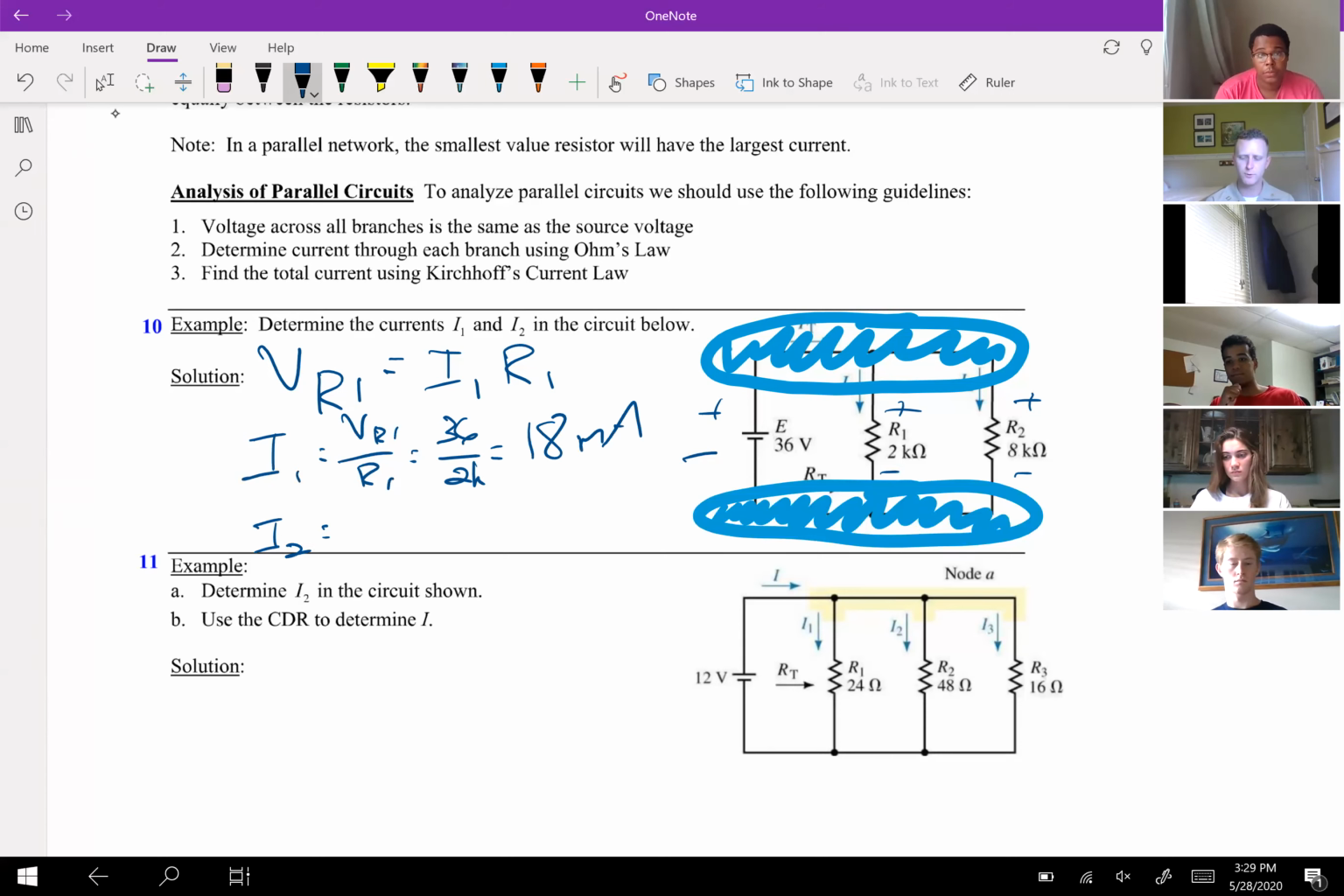I2, it's the same voltage across. 36 divided by 8. Make sure I'm giving you the right numbers here. I'm not typing them into the calculator in real time. Yep, 4.5.